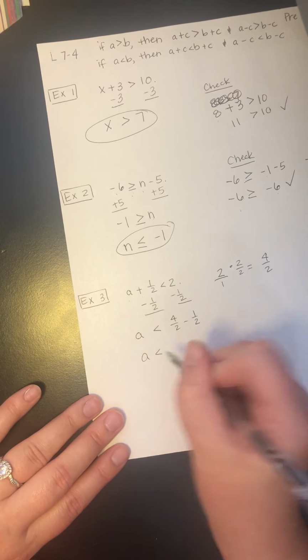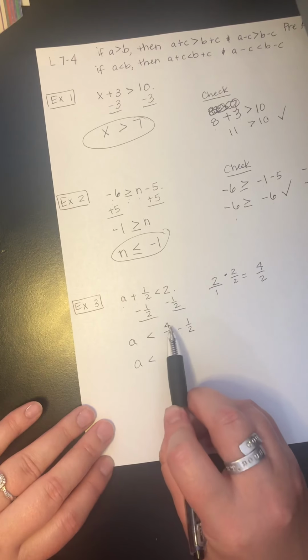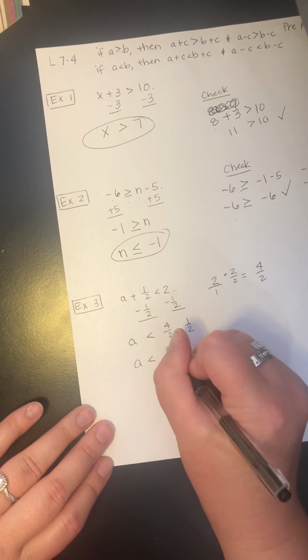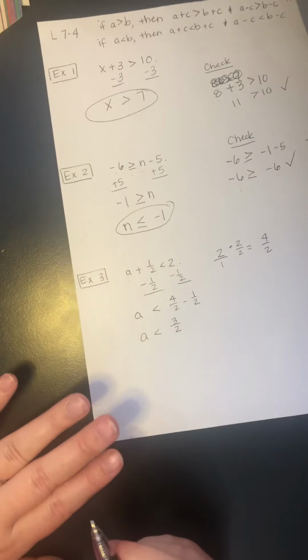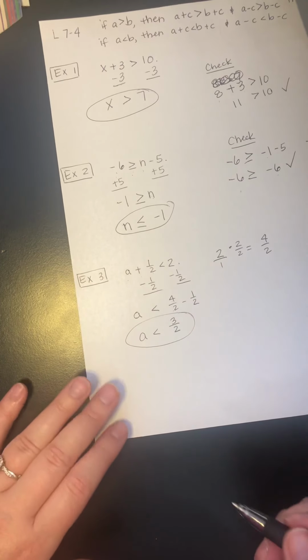And we can get our answer. Since they have the same denominator, we can just do 4 minus 1. We get 3 over 2. You don't need to change it or simplify it to a mixed number. If you want to, that's fine. It's 1.5. I'm just going to leave it like this. So this is our answer. We need to graph it on a number line.